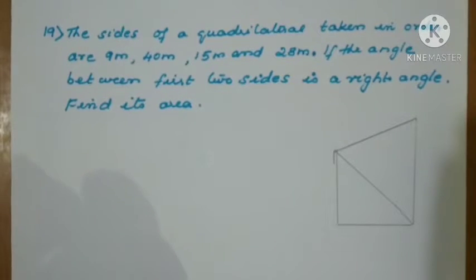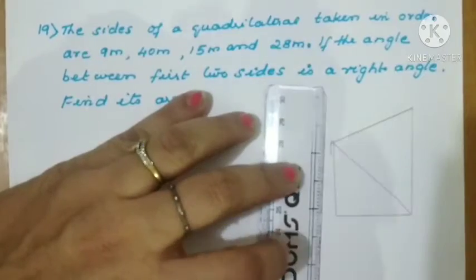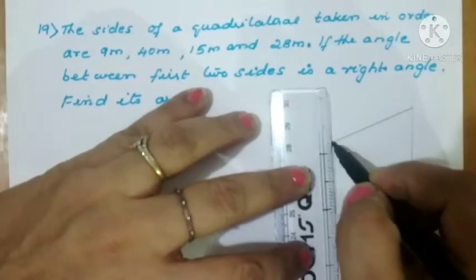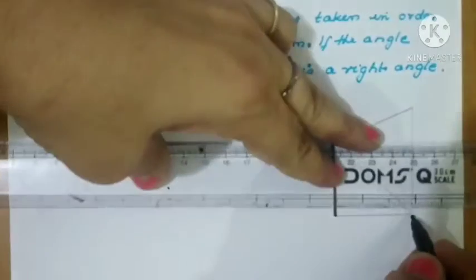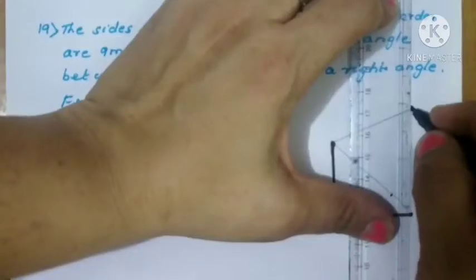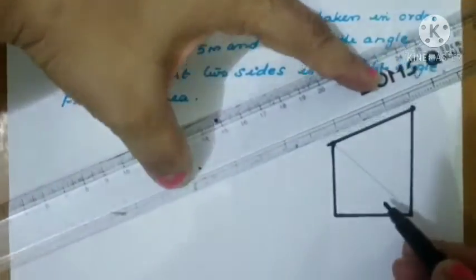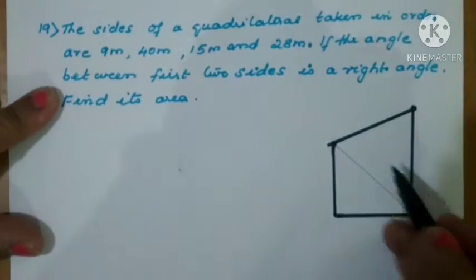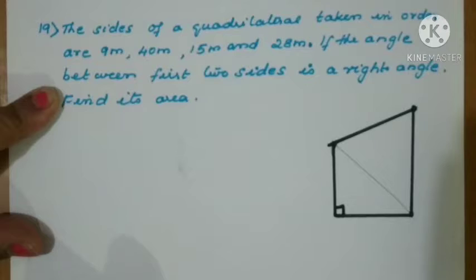The question is given but no diagram is given. The first step is that we should complete the diagram. So here it's a quadrilateral, meaning a four-sided figure. So AB, BC, CD and DA. Now here it is given that the angle between the first two sides is a right angle. So here I can mark 90 degrees.